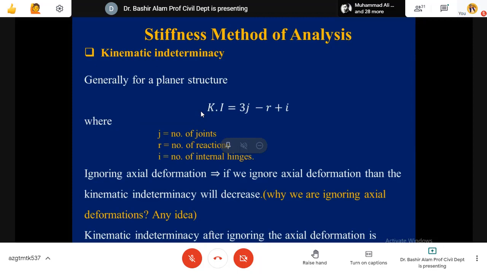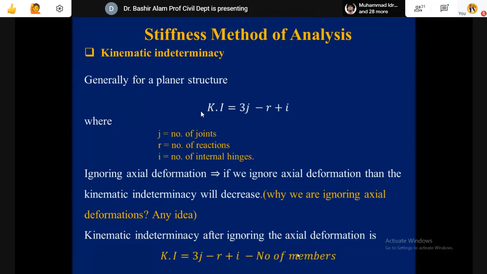Now, a simple equation, how we find out this kinematic indeterminacy. Kinematic indeterminacy will be equal to 3j minus r plus I. J is the number of joints, r is the number of reactions, and I is the number of internal hinges. Now, ignoring axial deformation, sometimes it will be given that you ignore the axial effects. If we ignore the axial effects of deformation, then the kinematic indeterminacy will decrease.